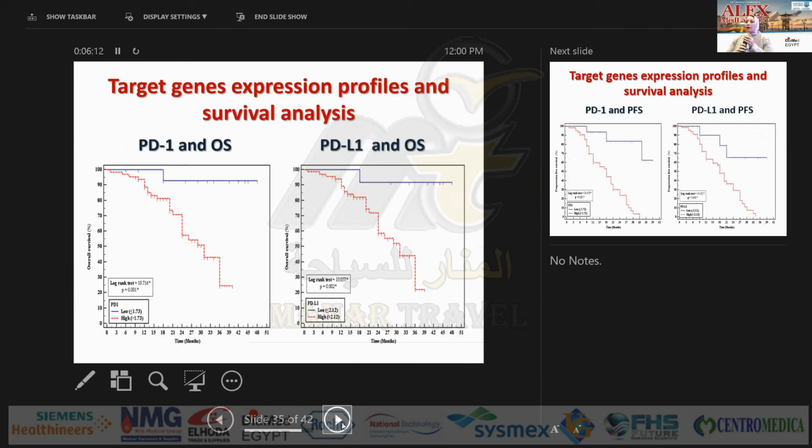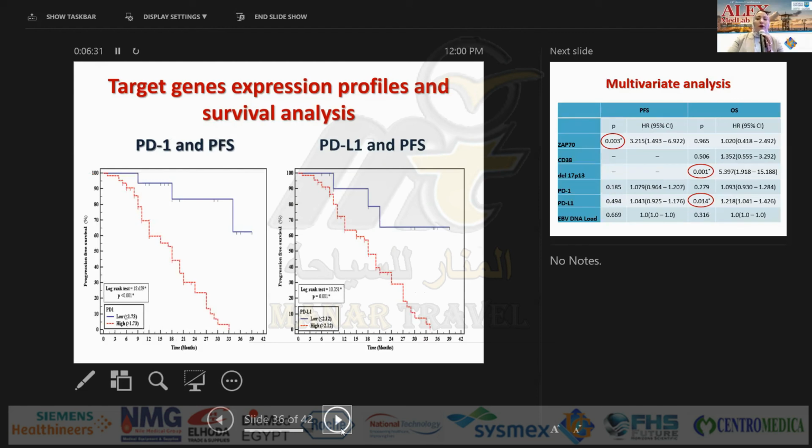We used the log-rank test and the Kaplan-Meier curves analysis to determine the target gene expression profile relation with survival, and we found that a high expression of PD1 and PDL1 was significantly associated with a shorter survival in CLL patients. Similar results were found regarding progression-free survival.